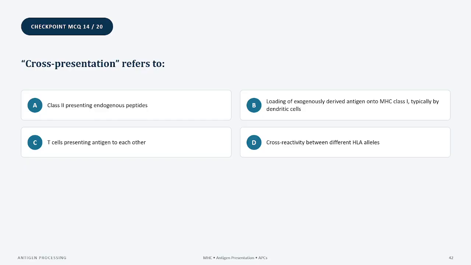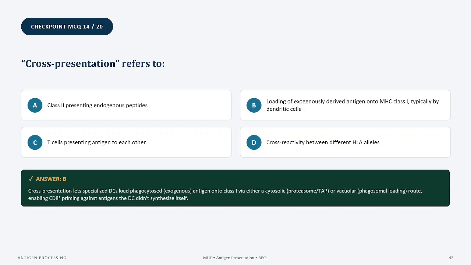Next, what do you mean by cross presentation? Yes, that's correct. Cross presentation lets specialized dendritic cells load phagocytosed antigen onto class 1 via either a cytosolic or a vacuolar route, enabling CD8 plus priming against antigens the DC did not synthesize itself.